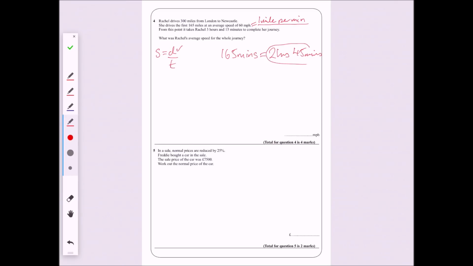Add that to the 3 hours and 15. So we've got 3 hours 15 plus the 2 hours 45. That gives us 6 hours in total. So we now have the total time. So the total distance was 300 miles. The total time was 6 hours. So that would be 50 miles per hour.